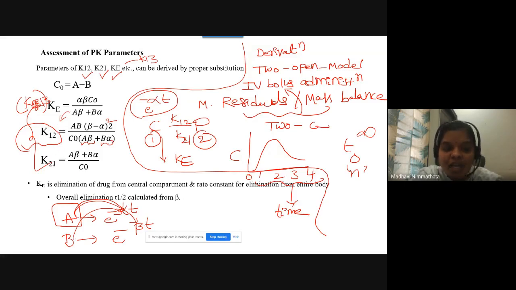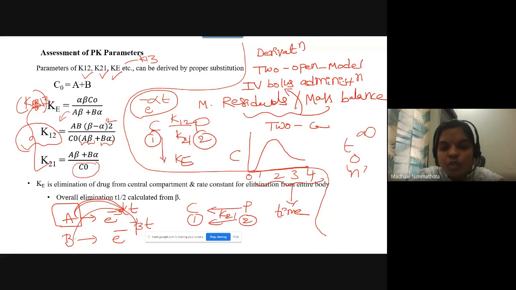And the next one is somewhat different. See, K2 to 1. That means your drug is going from peripheral to the central. K2 to 1. Right? Here, there is no involvement of elimination processes. See, directly you can write A beta plus B alpha.